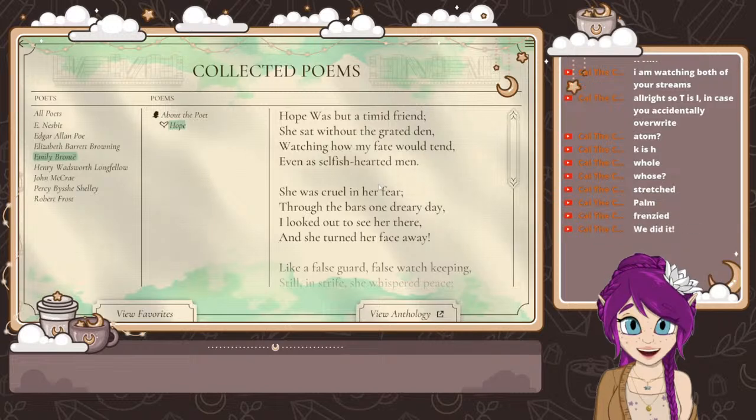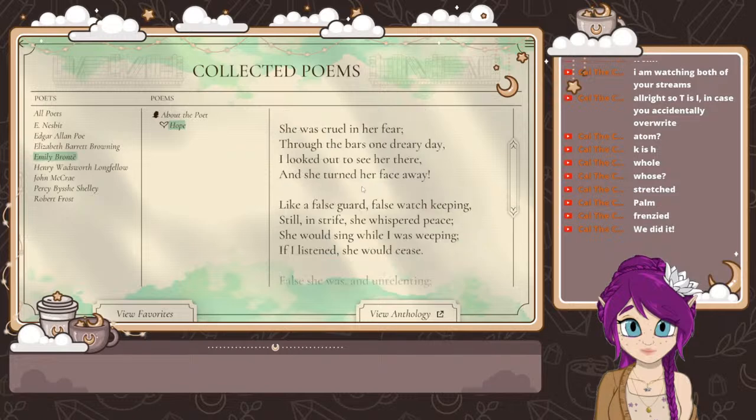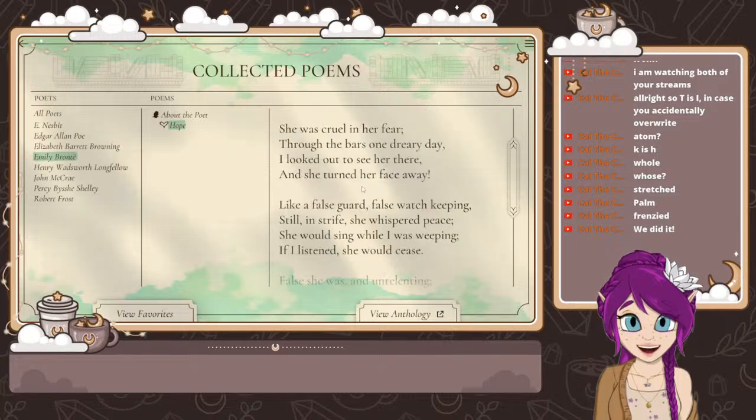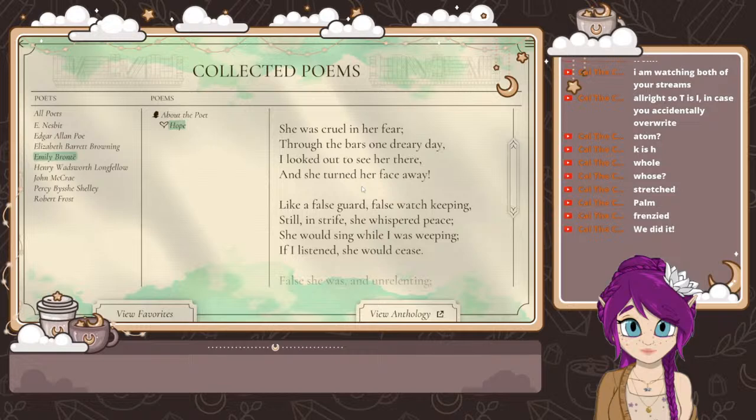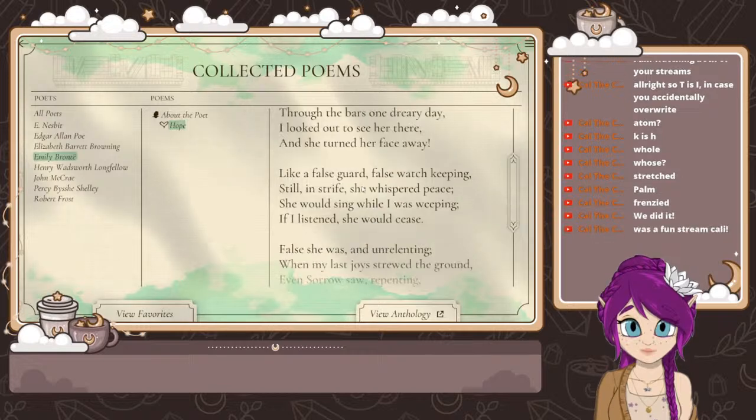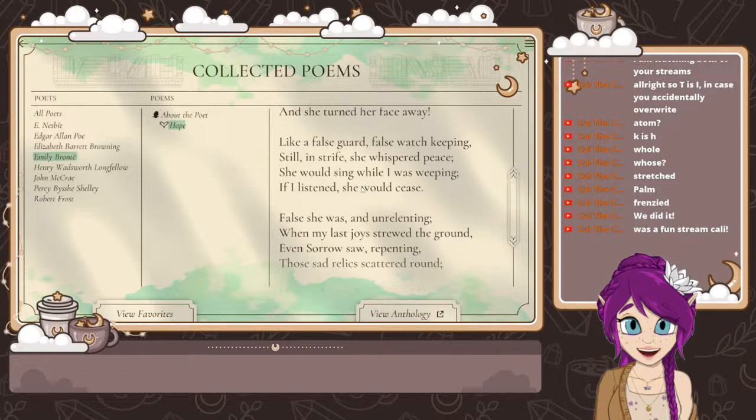Hope was but a timid friend. She sat without the grated den, watching how my fate would tend, even as selfish-hearted men. She was cruel in her fear, though the bars one dreary day I looked out to see her there, and she turned her face away. Like a false guard, false watch-keeping, still in strife she would whisper peace. She would sing while I was weeping. If I listened, she would cease.